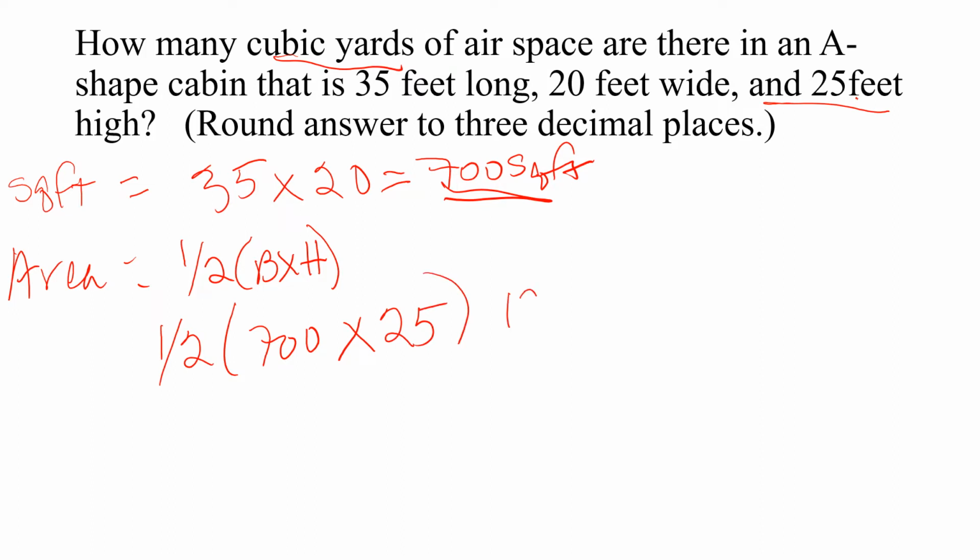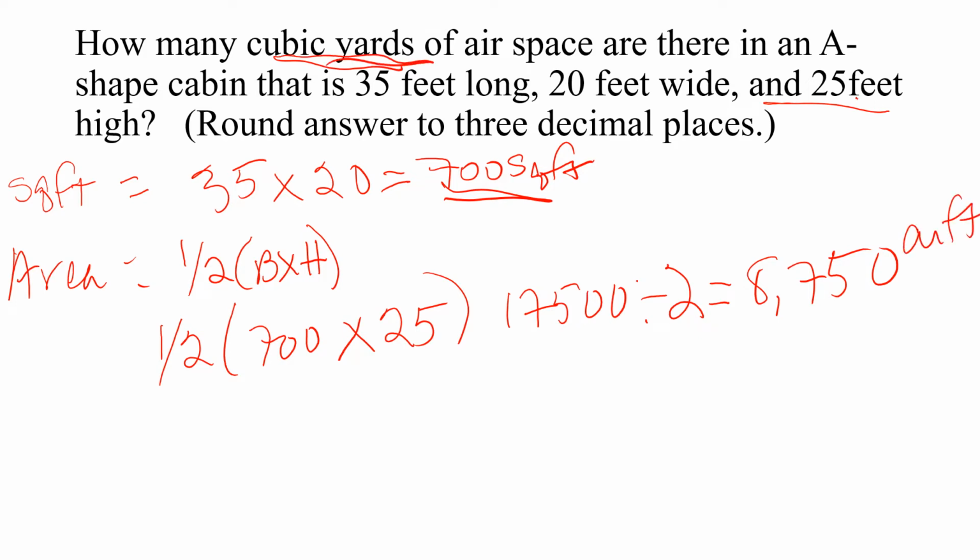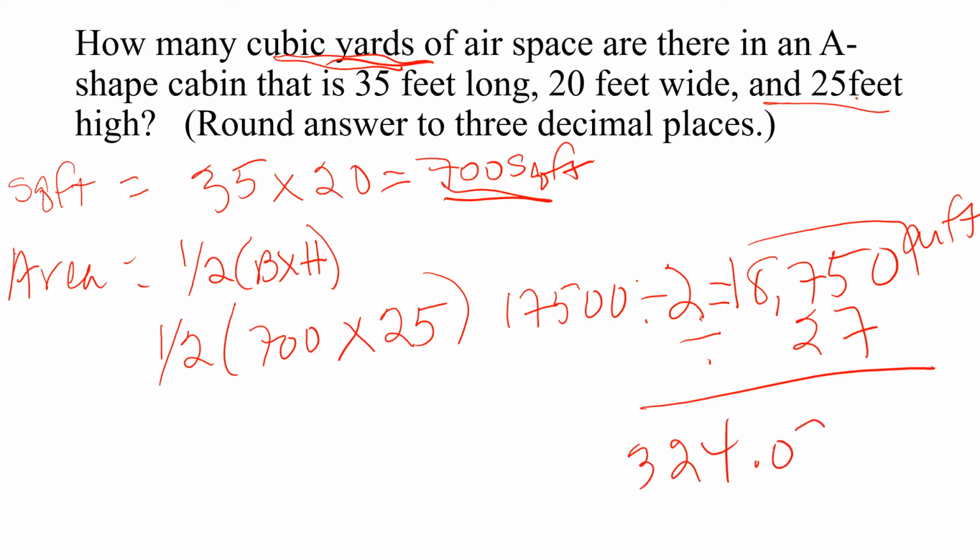So that gives us 17,500 divided by 2. 1/2 of that equals 8,750. Now that's cubic feet, and it wants yards. So to get from feet to yards, we divide by 27. So we divide this number by 27 for 324.074, because it wanted 3 decimal places.